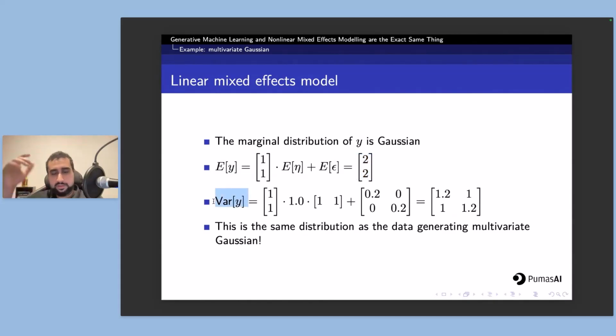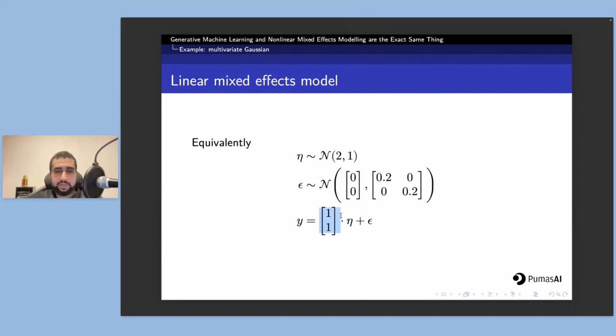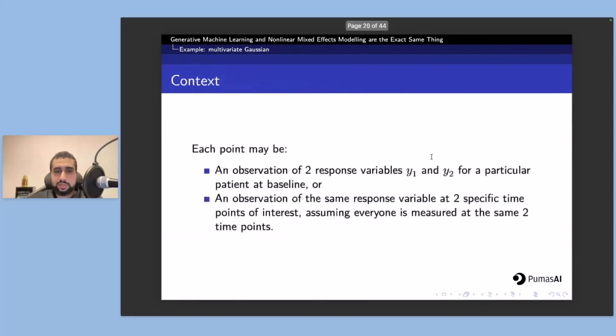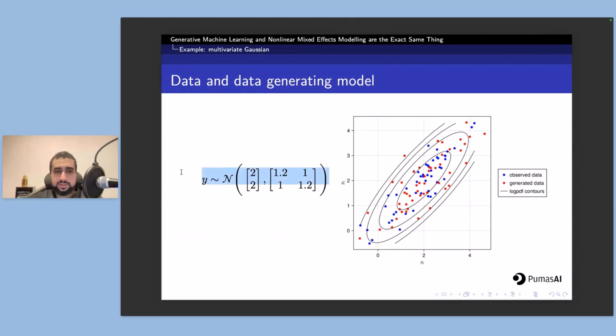And then if we find the covariance matrix of y, using common formulas in statistics, it's this vector times the variance of the random effect, or latent variable, eta, times this same vector transposed, and then we add to it the covariance of epsilon. That's just a standard way to calculate the covariance of a linear function of random variables. If you do this, it's going to be this exact matrix. So it's a Gaussian with the same mean and the same covariance matrix as the original data generating model that we had, right? It's the exact same distribution, just written in a different way. It's written in a way that exposes more structure, as a generative model.